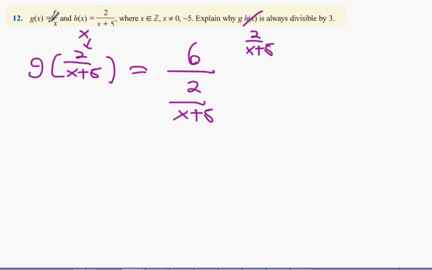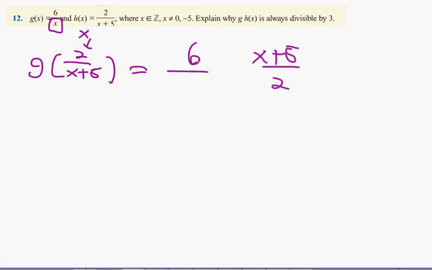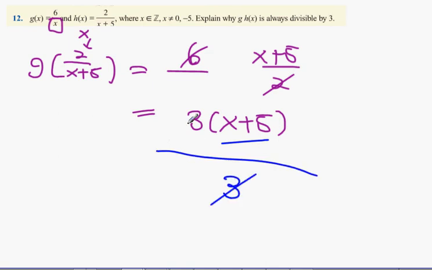Basically 2 divided by whatever is in the box. You guys know this, that you bring the fraction up and you turn it upside down. x plus 5 all over 2. Get rid of that there. 6 divided by 2? 3. It's going to be 3 multiplied by x plus 5. Because whatever x plus 5 is, you're always multiplying it by 3. Therefore, whatever number you get will always be divisible by 3. Because if you can divide any of these numbers by 3, the answer will be x plus 5. Okay, it's always going to be divisible by 3.